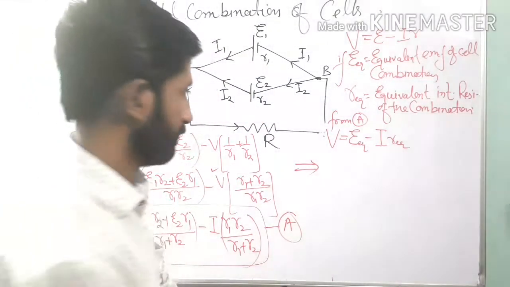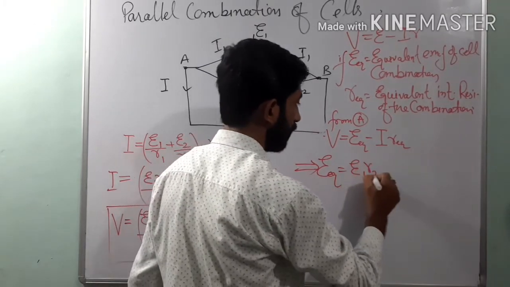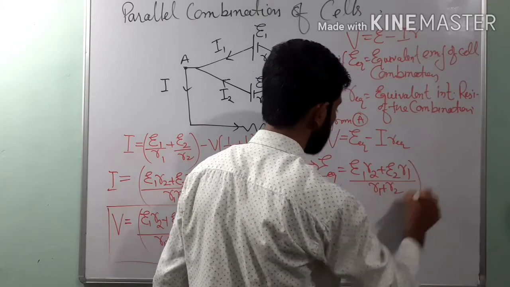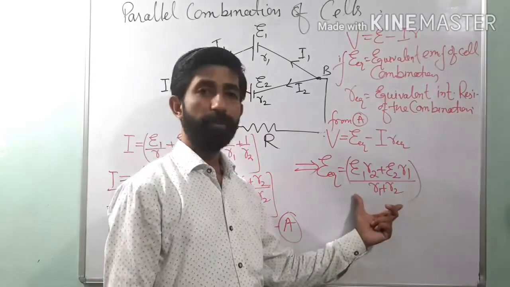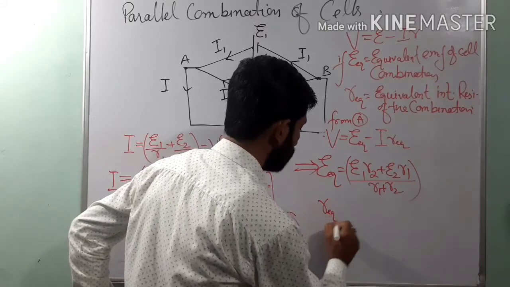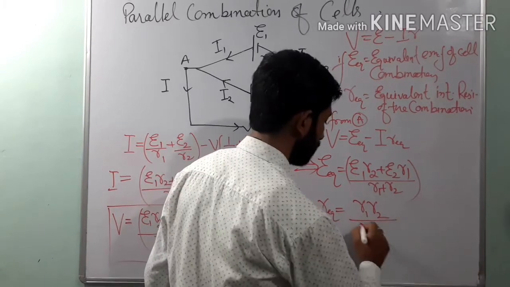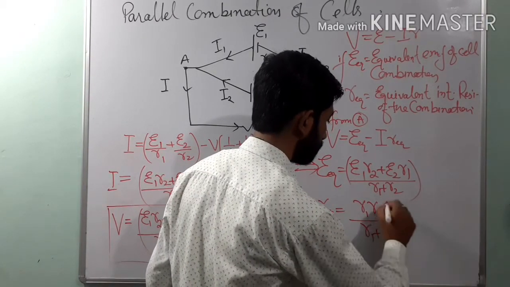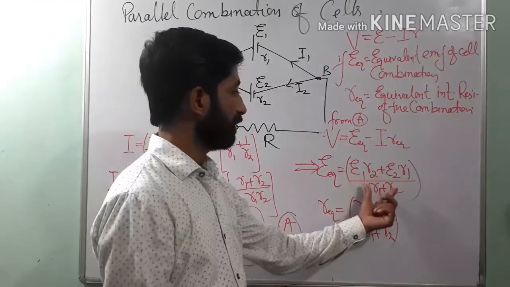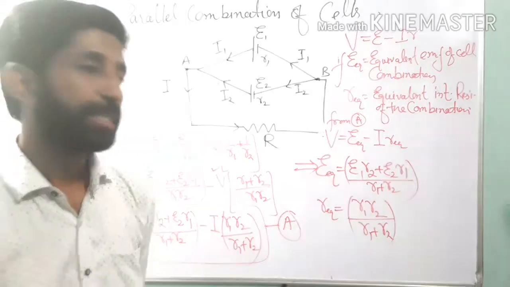They simply give you that equivalent EMF is equals to (E1 R2 + E2 R1)/(R1 + R2). This is my equivalent EMF of this two cell combination, right? And the equivalent internal resistance is given by the product of the two internal resistances over the sum of them. This is what we have to find: the equivalent EMF of the two cell combination and the equivalent resistance of the cell combination.